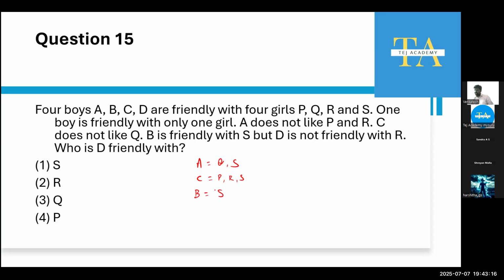B is friendly with S means E is not close with S, and C is also not close with S. So remove that S part. And D is not friendly with R. So D is not friendly with R means maybe D is friend with P only. So D is friend with P only. Then C is friend with R. So D friend with P. So option 4 is the correct answer. Clear?